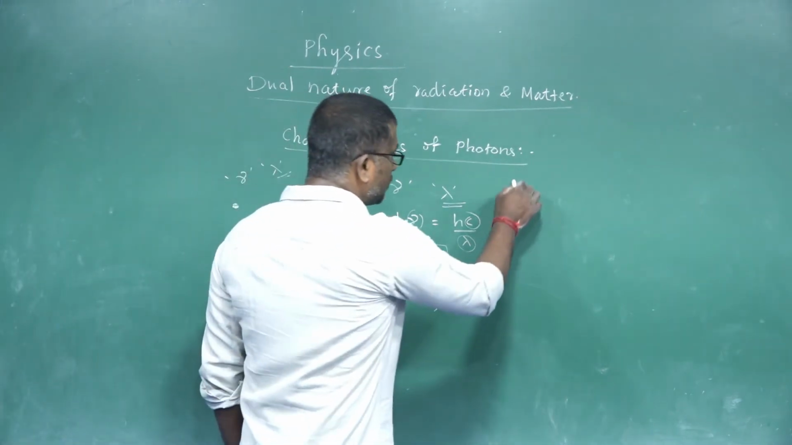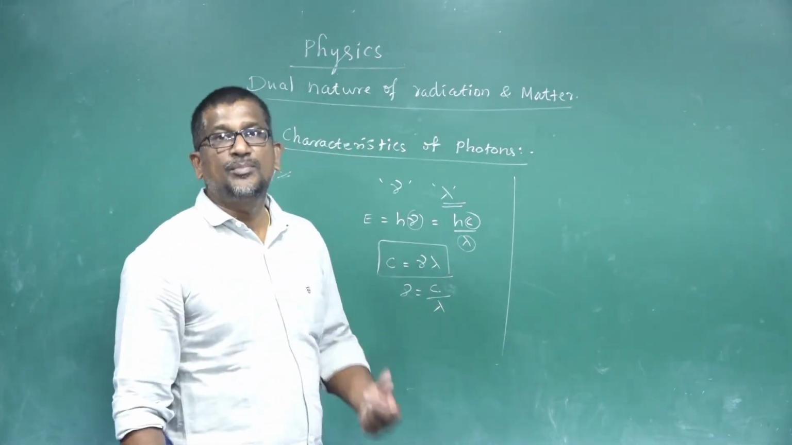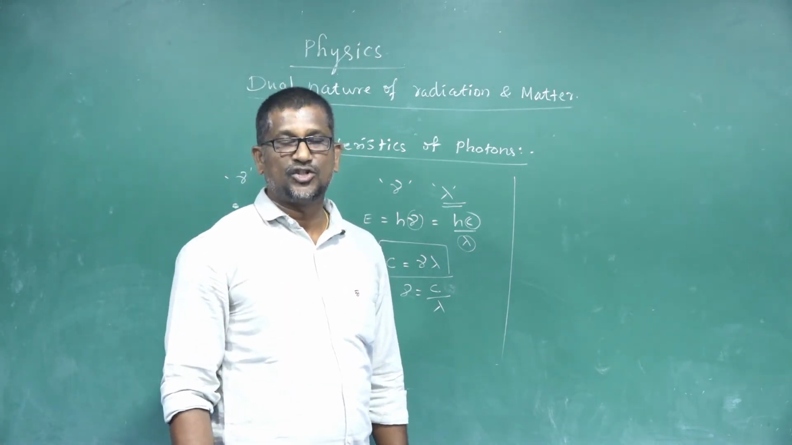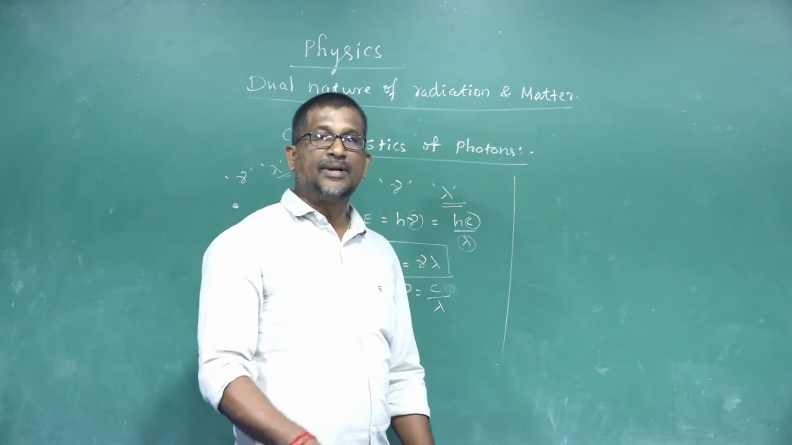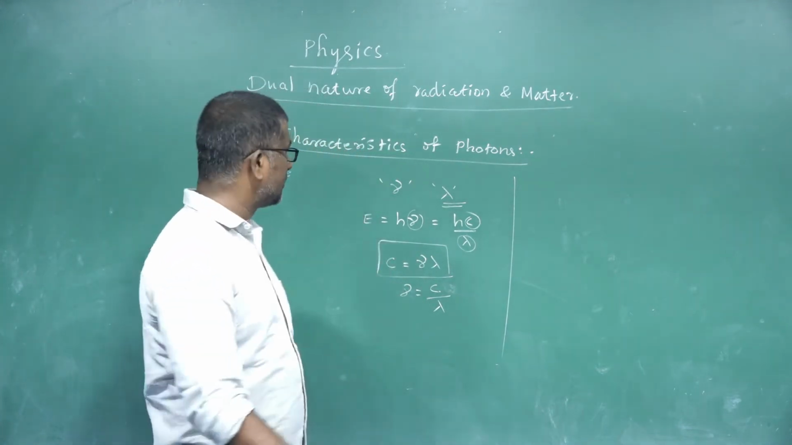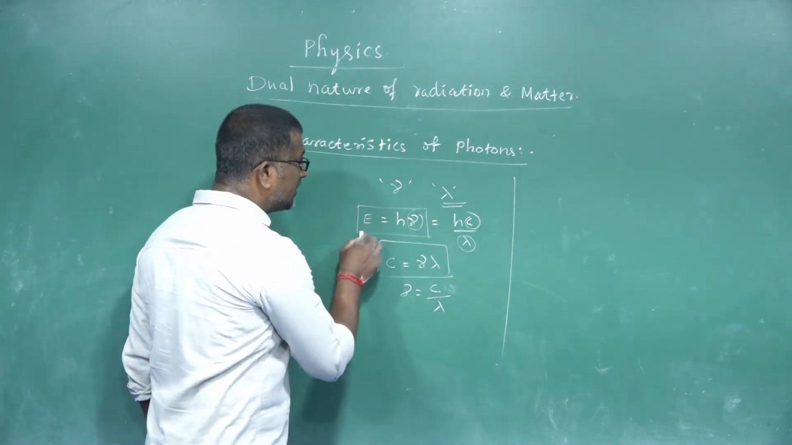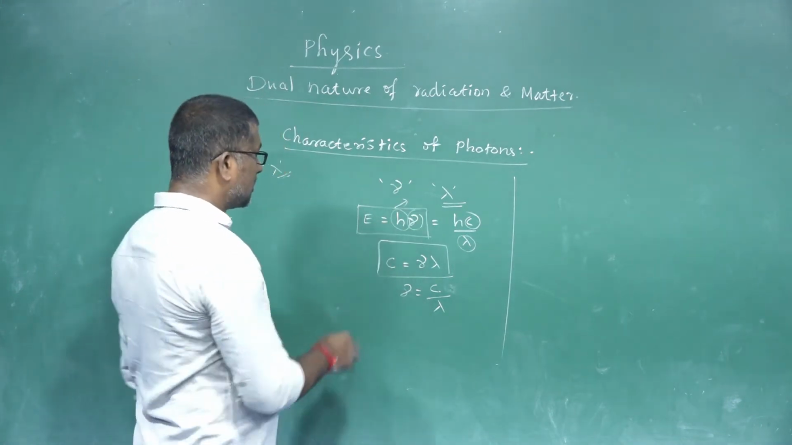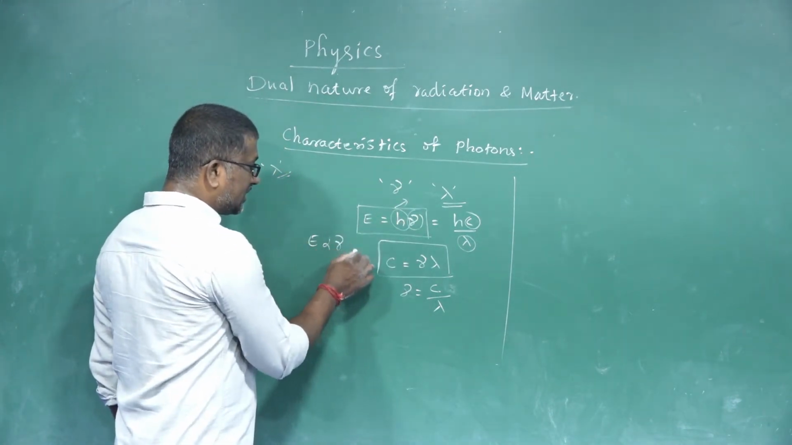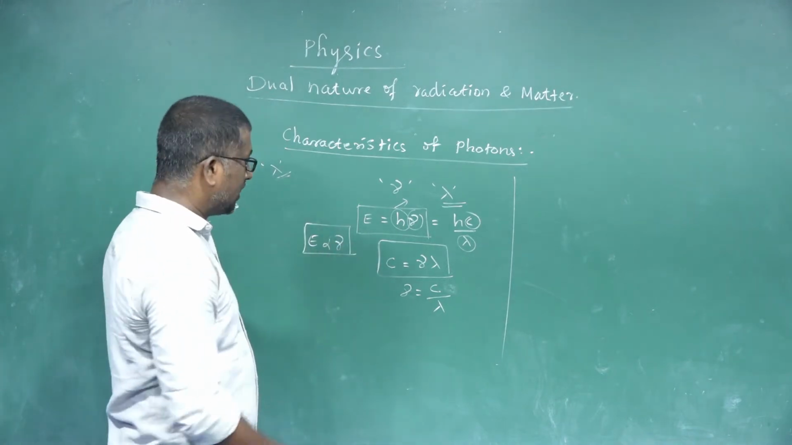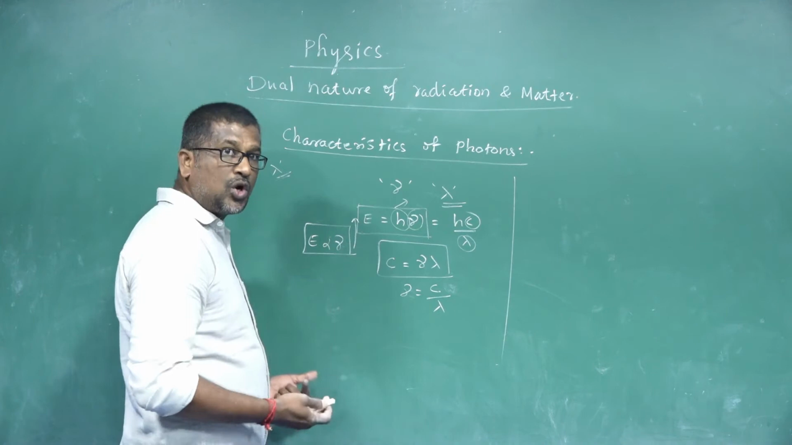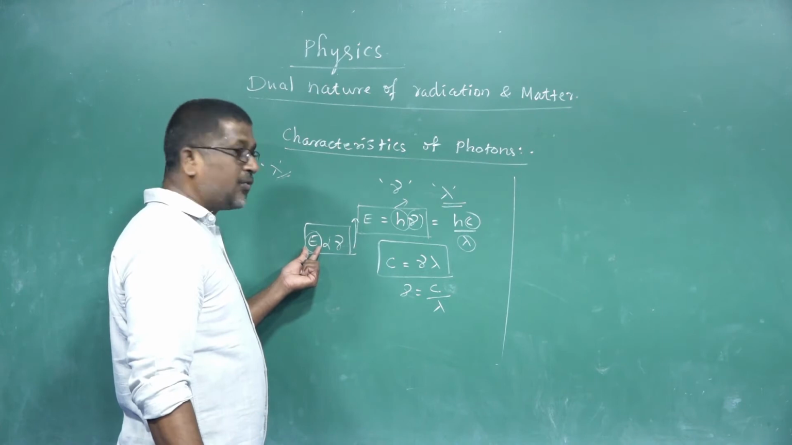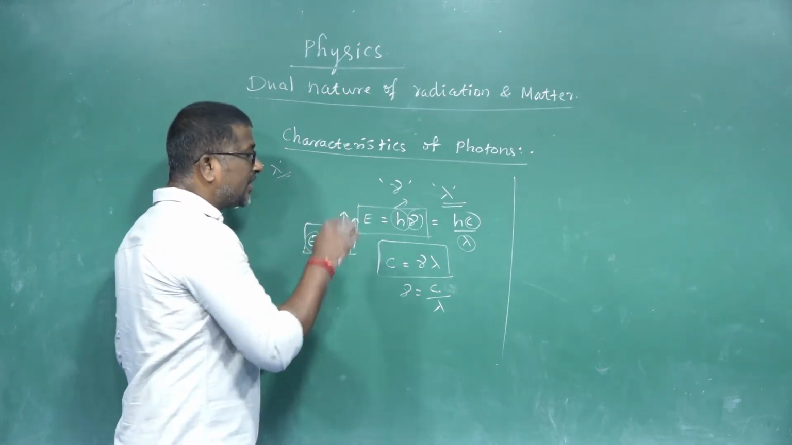Next, the energy of the photon is determined by the frequency of the radiation. The energy of the radiation can be determined by using the frequency of the radiation, because energy of the photon is given by the relation E is equal to h nu. h is a Planck's constant. This is constant. So the energy of the radiation is directly proportional to frequency of the radiation. If the frequency of the radiation is more, the energy of the photon in that radiation is also more. So the energy of the photon can be determined from the frequency of the radiation.